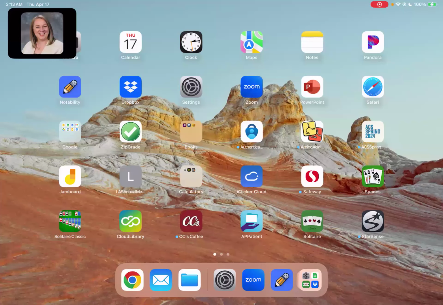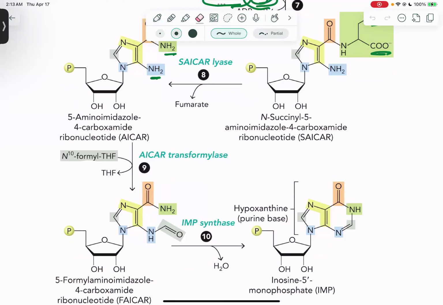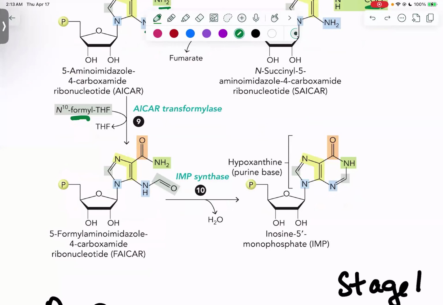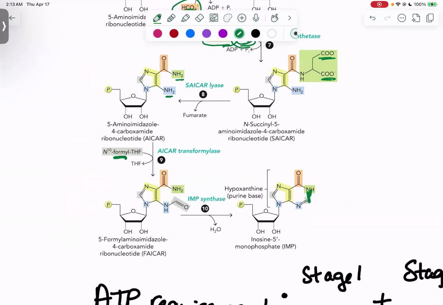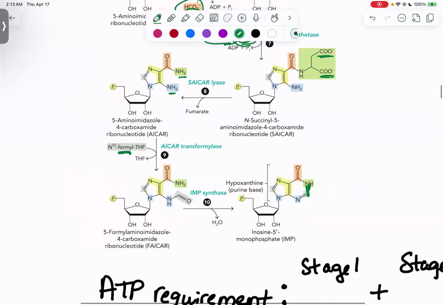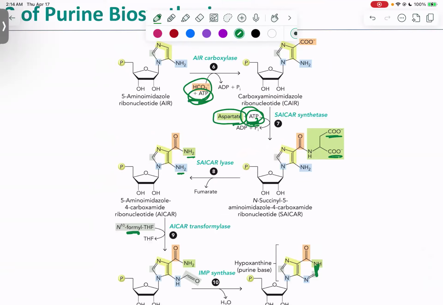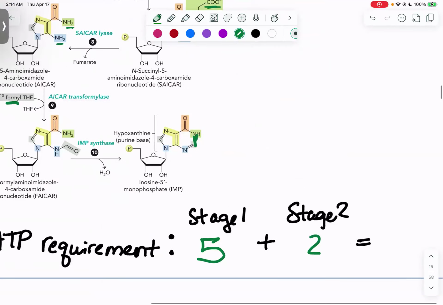All right, we're back in business. So from the formyl group, we're going to get another carbon and an oxygen. And then we're going to go through one more step, IMP synthase. When we go through IMP synthase, we're going to finish closing up that ring and getting our 2-ring system going. So the question is, how much ATP have we used here? Well, in stage 1, I used 5, right? And then I've got 2 more ATP. So that gives me a total of 7 ATP that I had to expend.